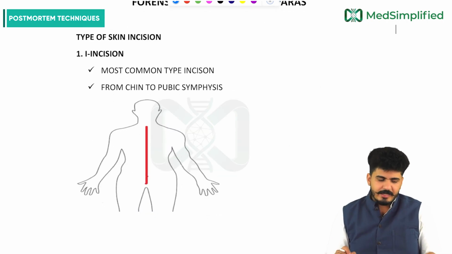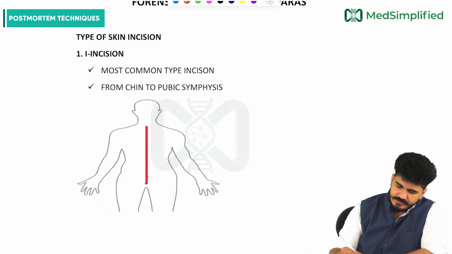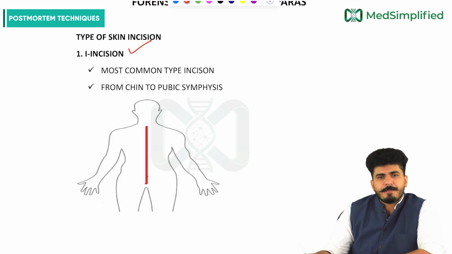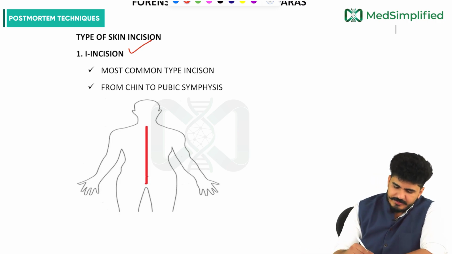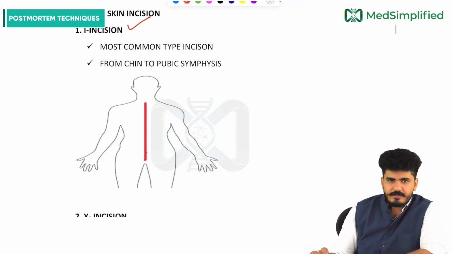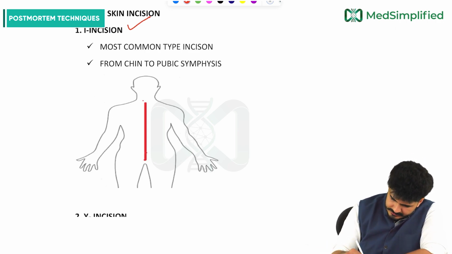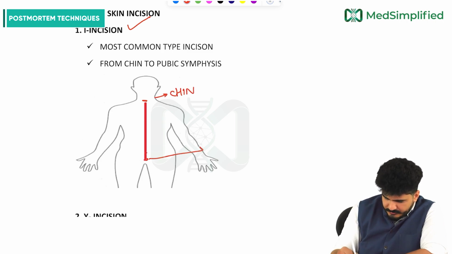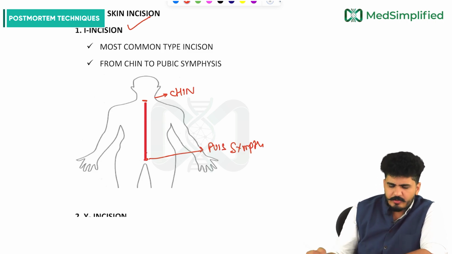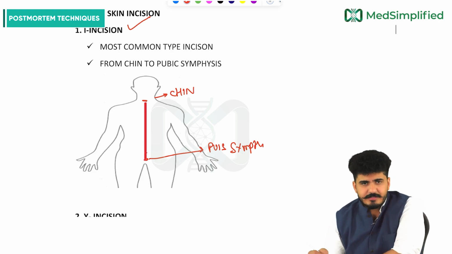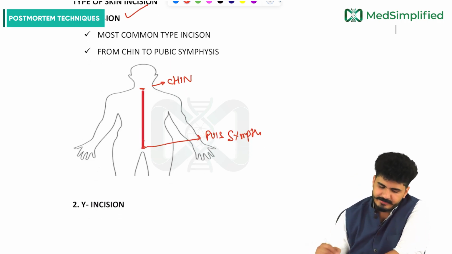Now coming to the types of incision, my dear friends. The number one type of incision we need to study is the I incision. The most common type of incision is the I incision. From where it is given, you can just focus on the red area, from the chin, yes, this is the chin, to this area. What is this? The pubic symphysis. Chin to the pubic symphysis is the most common type of incision we normally give in adults.